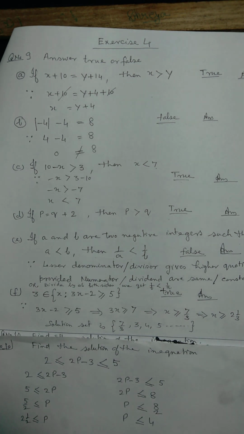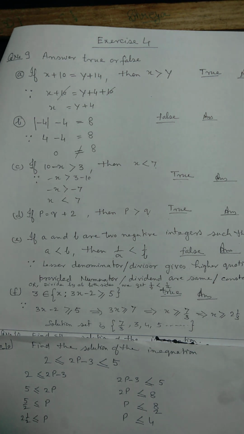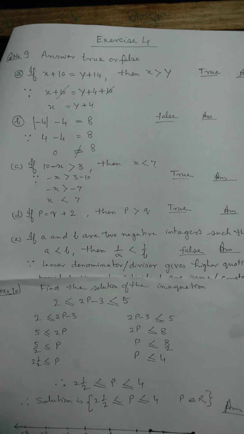Now proceed to question number 10, which states: find the solution of the inequation where 2 is less than or equal to 2p minus 3 and 2p minus 3 is less than or equal to 5. Hence, graph the solution set on the number line given below. This question has been solved here. You see.